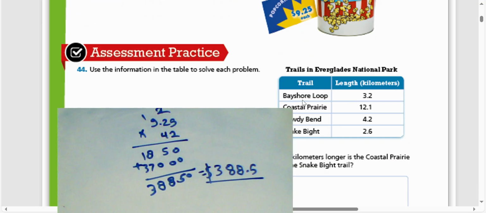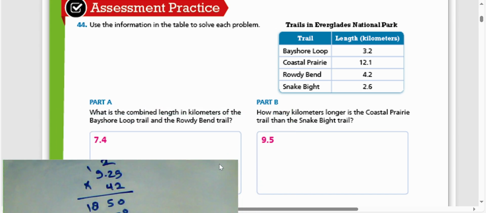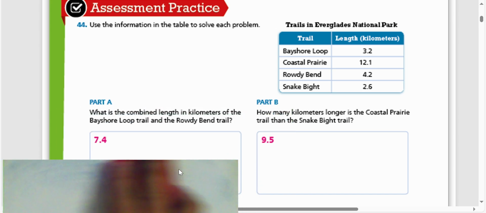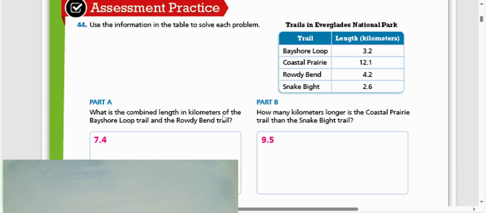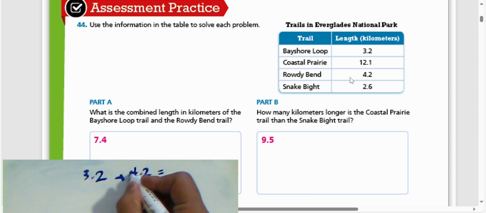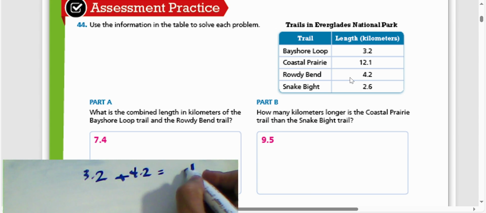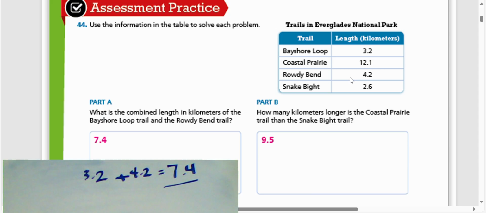Next example, assessment practice. In this example we have part 1, part 2. Asked about this table: what is the combined length in kilometers of the Becher loop trail and the Roddy Payne trail? We can add together the first, Becher's, here 3.2, and Roddy Payne was 4.2. We can find the total. 2 plus 2 is 4, and 3 plus 4 is 7, equals 7.4.